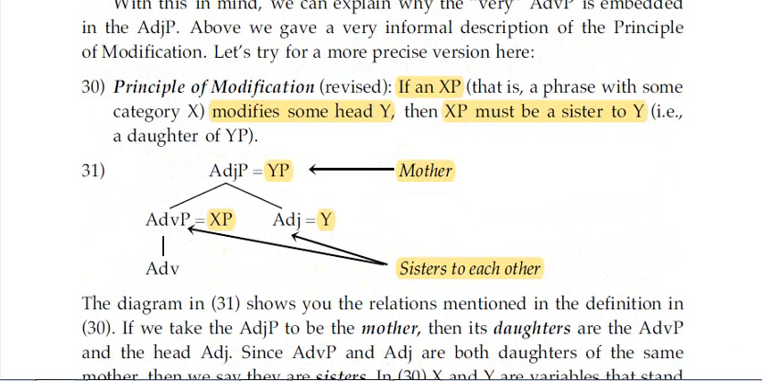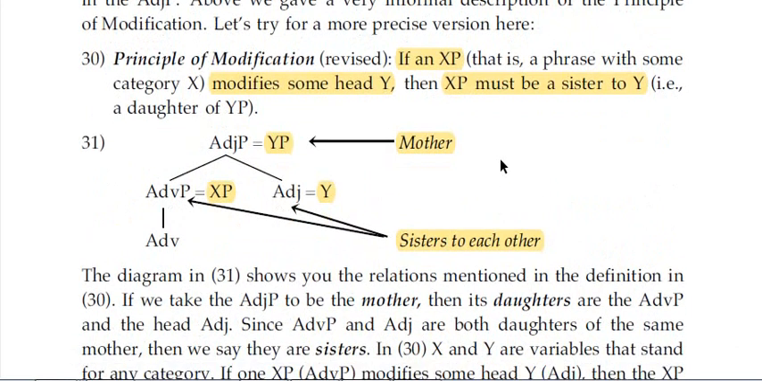Okay, so let's have a look at the principle of modification. If an XP modifies some head Y, then XP must be a sister to Y. Ini ada rumusnya. Misalnya, look at this tree. If adjective phrase here modifies, but adjective phrase does not modify anything. Jadi adjective phrase di sini tidak menjadi modifier yang manapun ya, karena tidak ada di sampingnya. Di sini yang jadi modifiernya adalah ini.